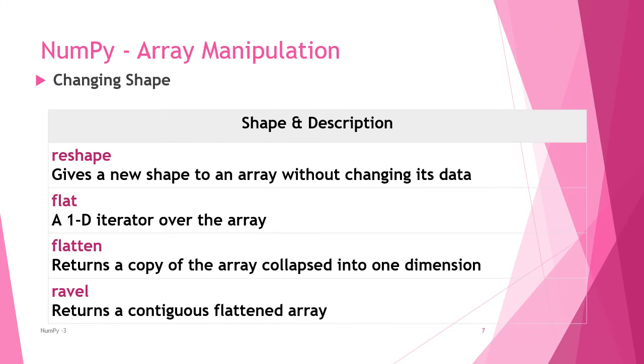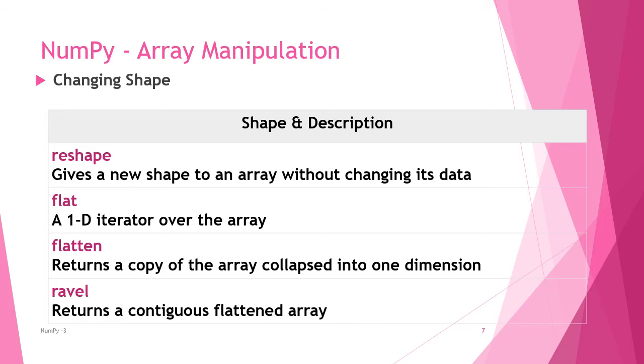Next is how we can manipulate an array using the NumPy package. Many functions are there. A few of the functions we have already covered, but we will go through a few important functions for array manipulation. For changing the shape of an array, a few functions in the NumPy package are given here. They are reshape, flat, flatten and ravel.